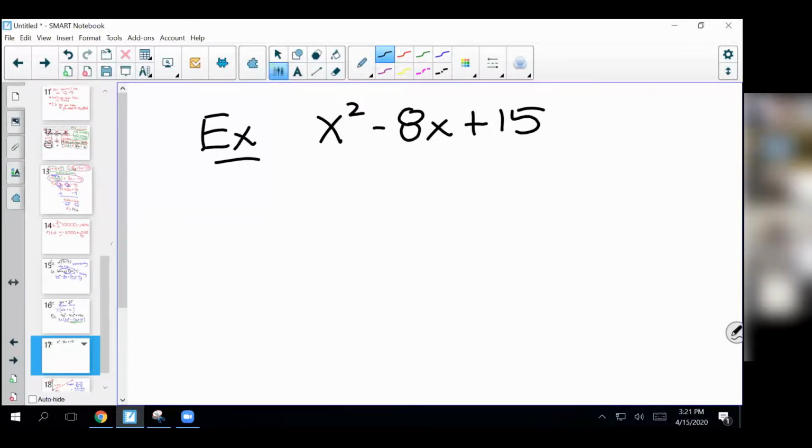Okay, so x squared minus 8x plus 15. We're going to talk more about how to factor this tomorrow, and we're going to have lots of different ways of factoring it. But for right now, let's just give it a shot. So I want to unfoil this. I want to factor it.